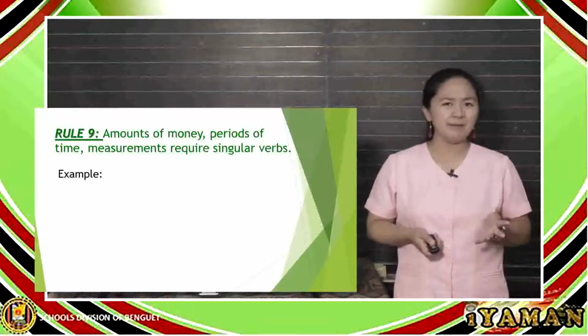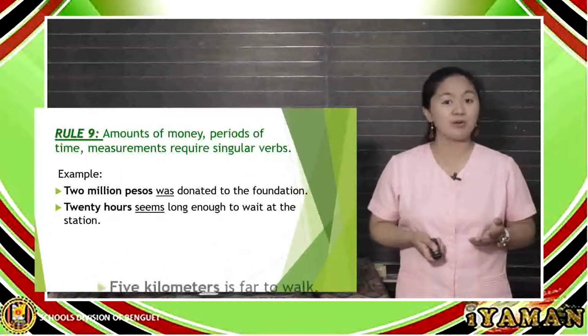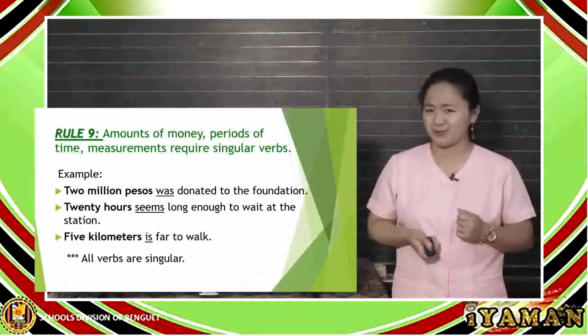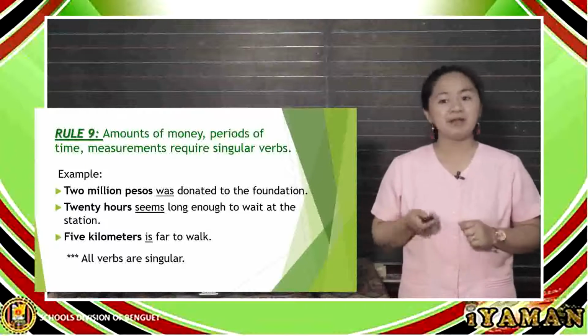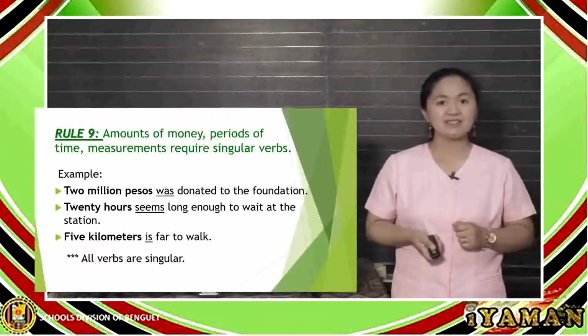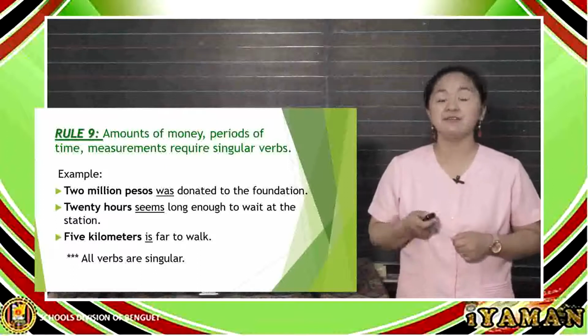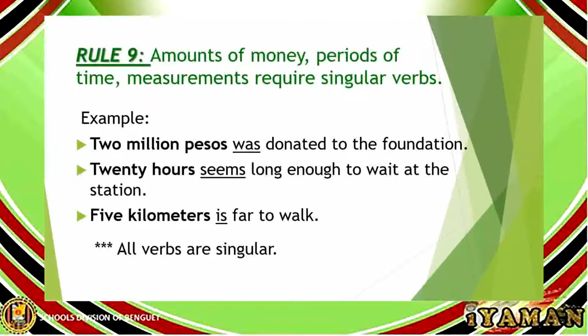Do amounts of money, periods of time, and measurements require singular or plural verbs? You got it right. Amounts of money, periods of time, and measurements require singular verbs. For example, 2 million pesos was donated to the foundation. 20 hours seems long enough to wait at the station. 5 kilometers is far to walk. All verbs are singular.